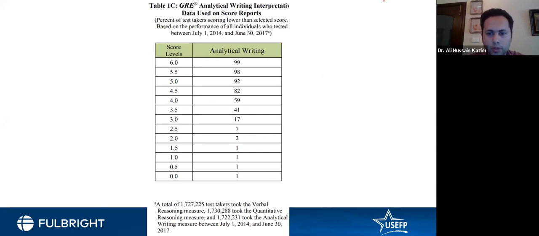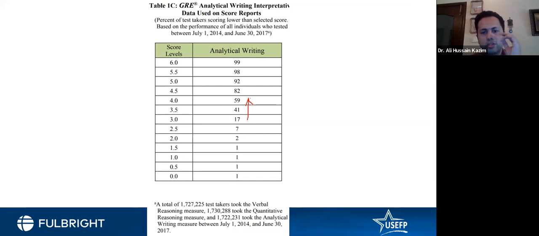Analytical writing. So in analytical writing, if you have a score of 3, you're better than 17% of people. But if you have a score of 4, you're certainly better than 59% of people. So a jump from 3 to 4 increases your scores a lot. So be aware of this jump and try to aim for it, and prepare for this test as well.